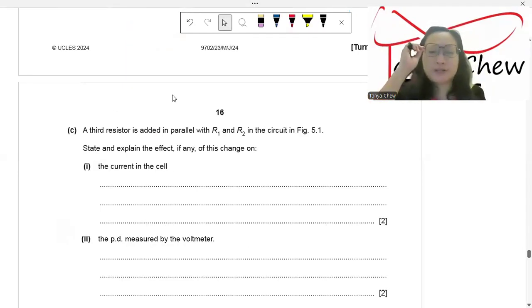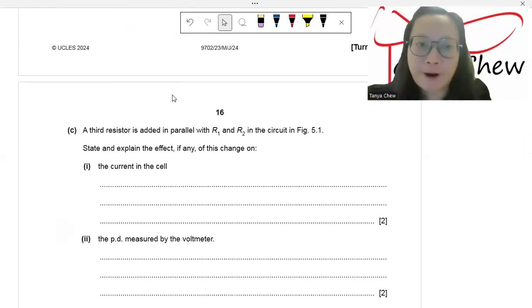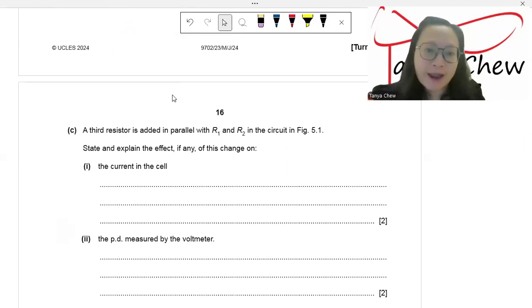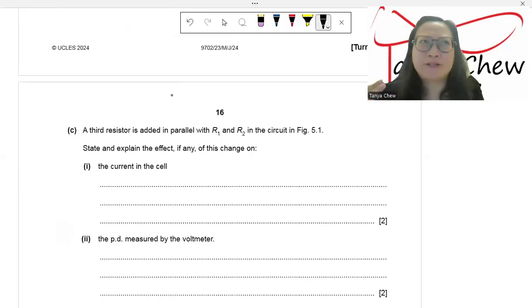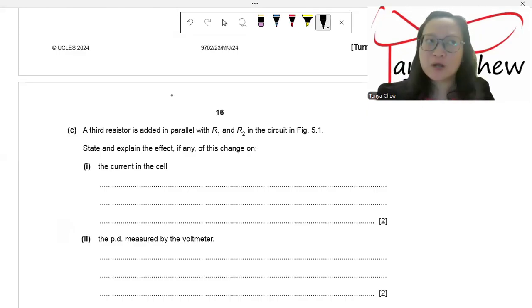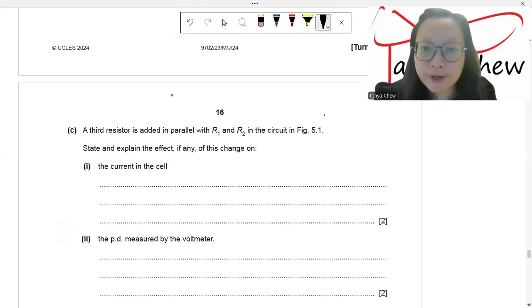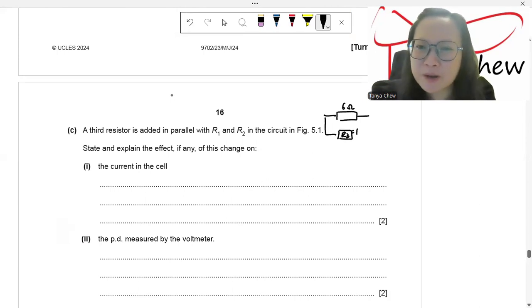C, a third resistor is added in parallel with R1 and R2 in the circuit in Fig 5.1. State and explain the effect, if any, of this change on the current in the cell. If you face any difficulties in getting the answer for this, I would strongly suggest you use a method we call substitution. Remember just now I have already combined the total resistance of R1 and R2, which is 6 ohm. I'm going to use that. Let's say a third resistor, this is R3, and I put the value of R3 as maybe 10 ohm.